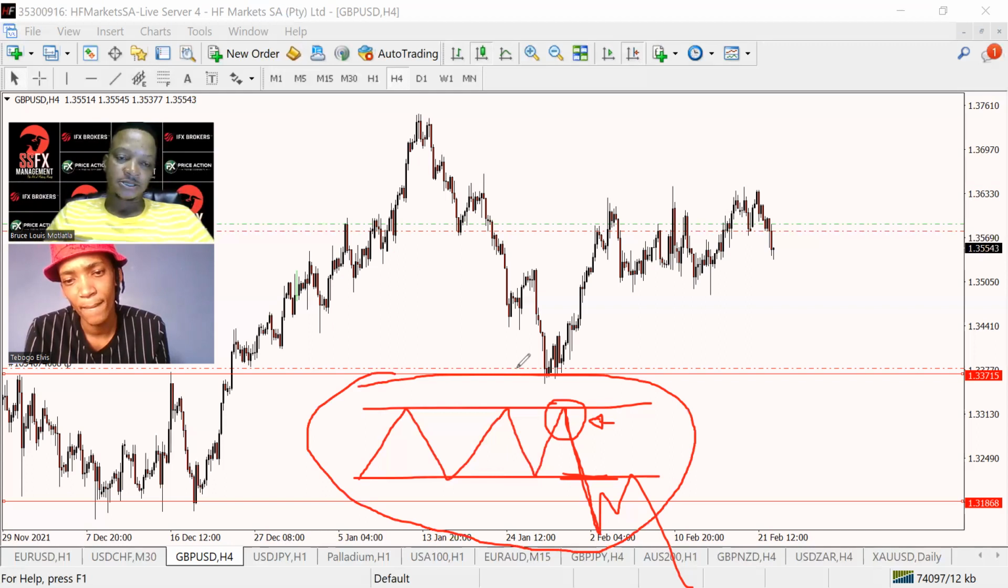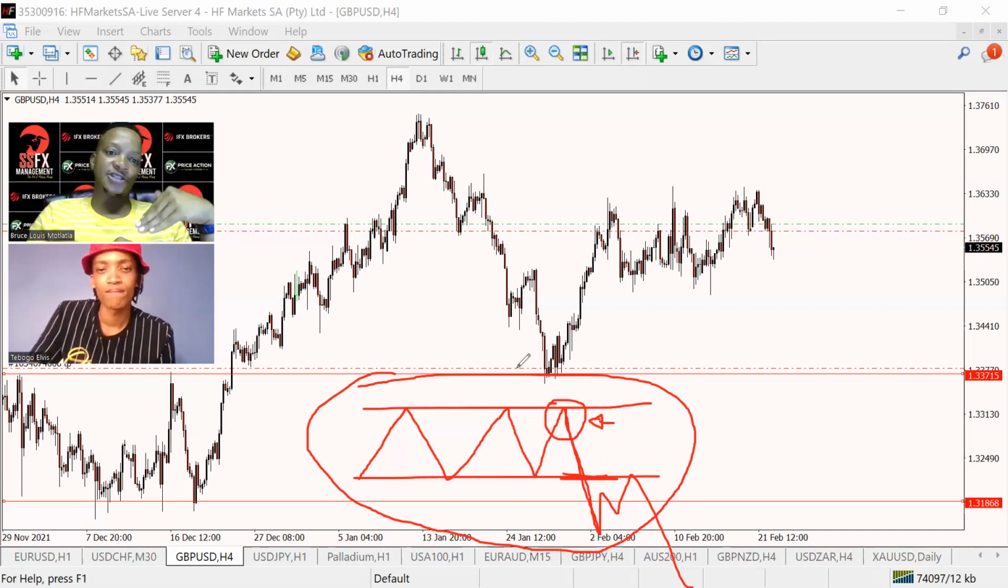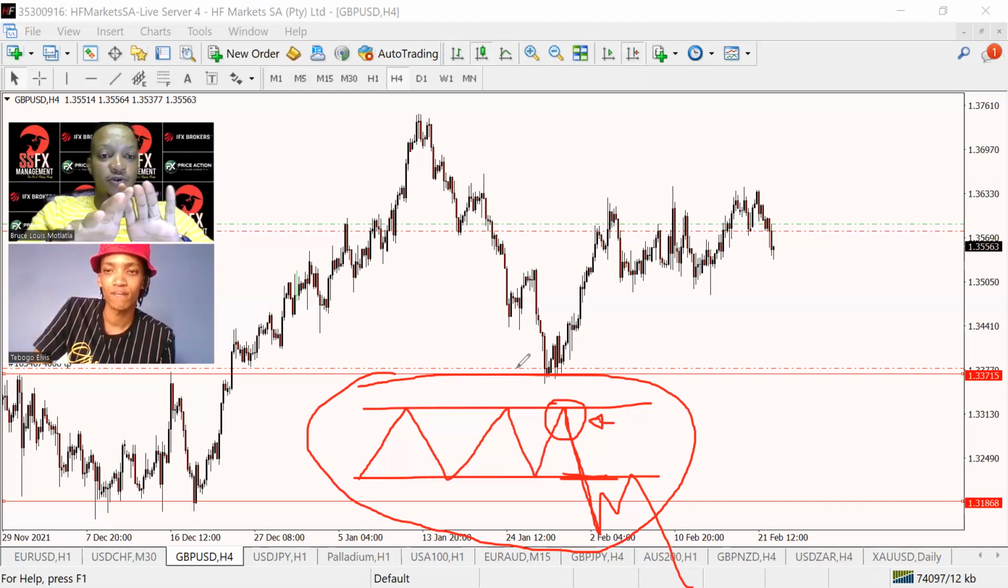Yeah. It's a flat. I'm giving you this example on a flat channel. A flat channel is just consolidating in a flat. You see, it's not going up, it's not going either up or down. It's consolidating in a flat channel.